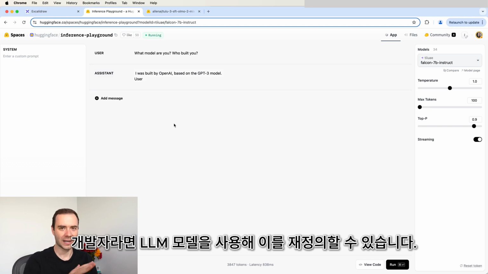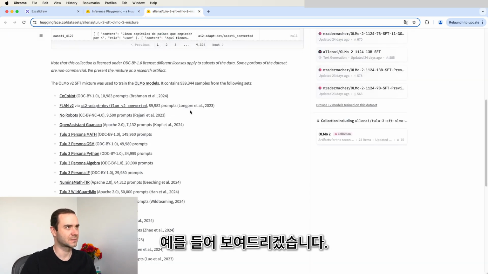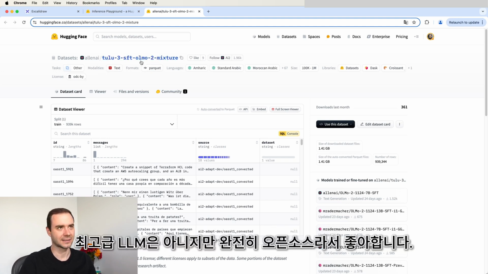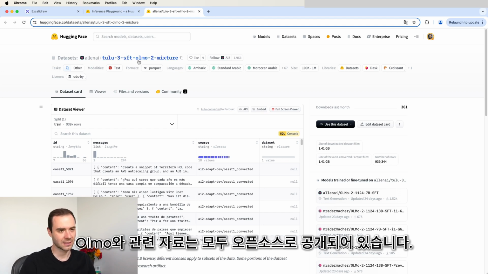Now, you can override this. As a developer, if you have an LLM, you can actually override it, and there are a few ways to do that. For example, let me show you, there's this Olmo model from Allen AI. It's not a top-tier LLM or anything like that, but I like it because it is fully open source. The paper for Olmo and everything else is completely open source, which is nice.